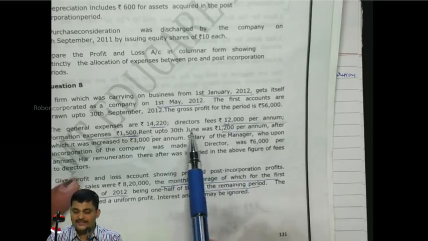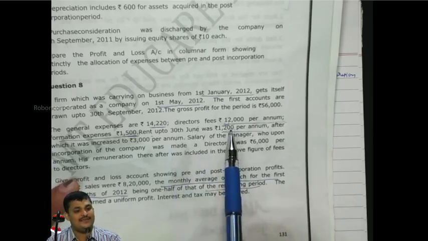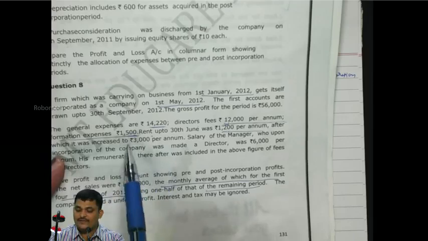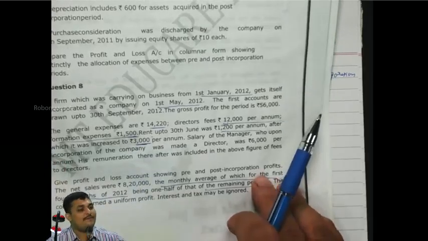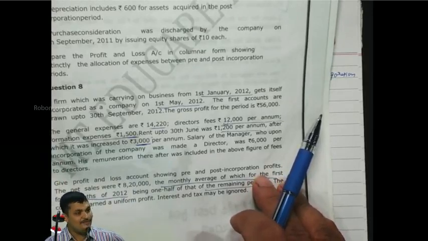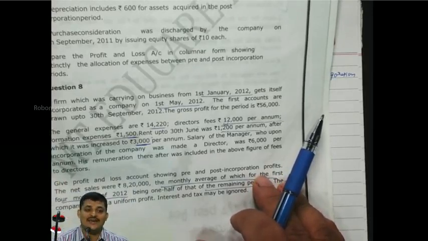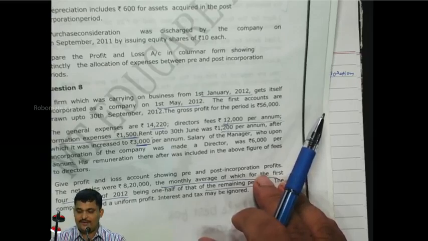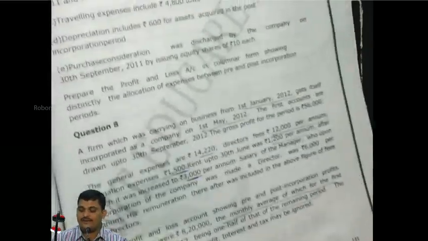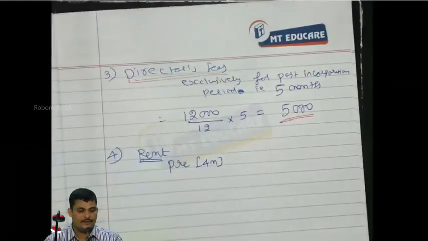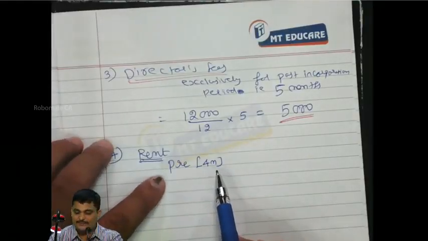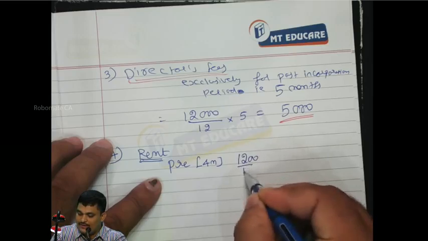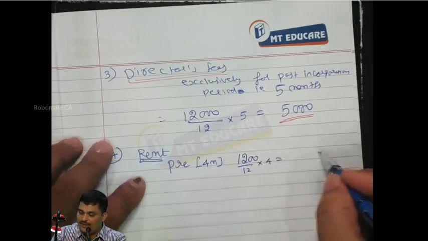So it is actually 12 months for 1,200, so for 1 month the old rent is 100 rupees. Thereafter it was increased to 3,000 per annum, which means for 1 month 250. Correct? Up to June rent is 100 rupees, July onwards rent is 250 rupees. Now for pre-incorporation, I want 1st January to 1st May. So it is 1,200 by 12 into 4. How much? 400.